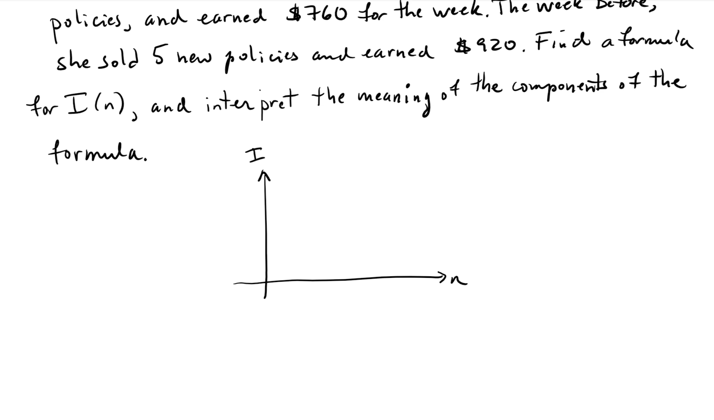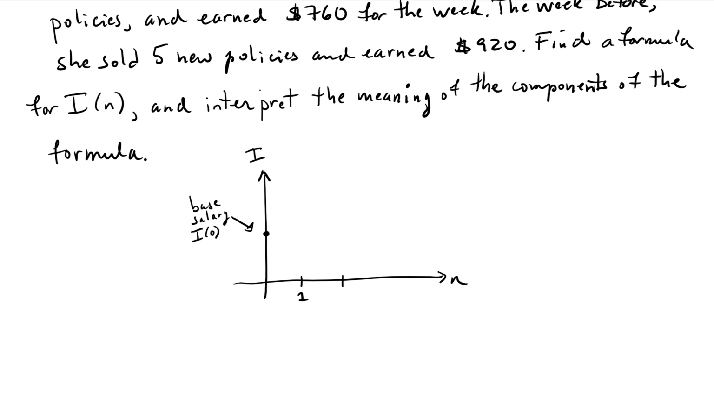Now, she's got a base salary, so this is how much she earns no matter how many policies she sells. It's basically the amount she earns before starting to sell any policy. So she's got that amount even if she has 0 sales during a given week. So that would be the y-intercept. This is our base salary. So what is this? This would be I of 0. We don't know what that is yet.